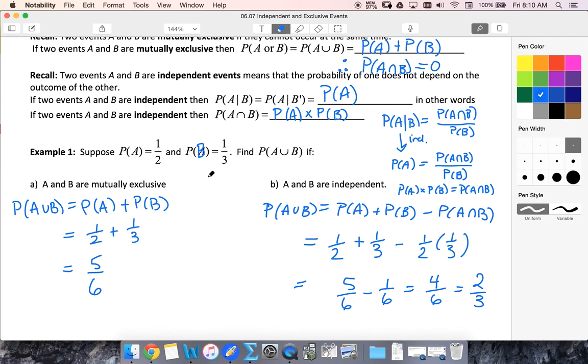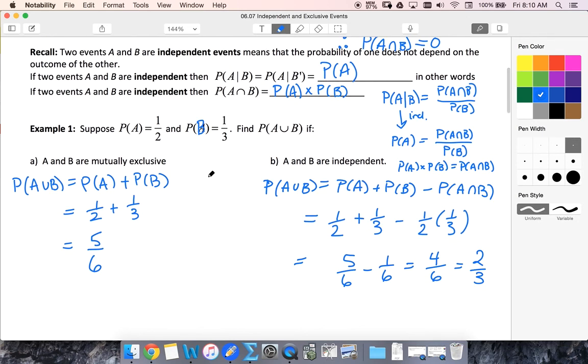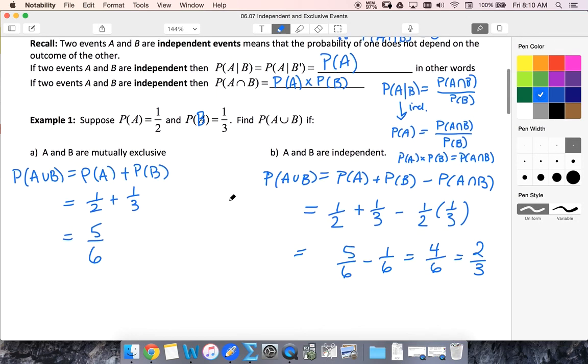So that's how we would do it if we just have letters. We don't have to make any sort of picture. We can use the formula, and these formulas are in our formula booklet.